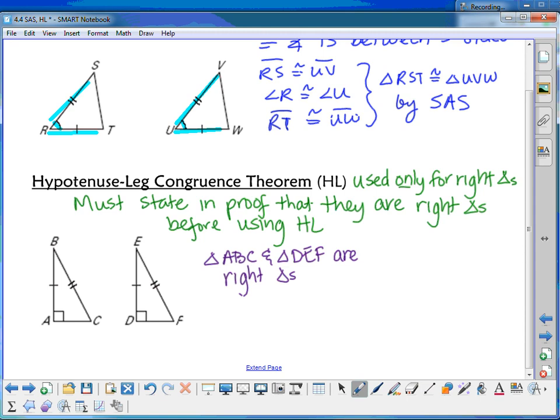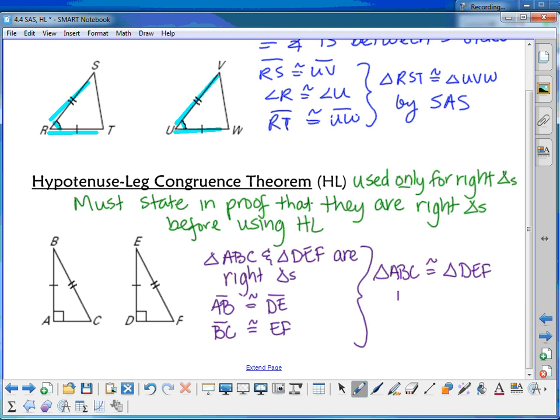And then you would have to show that the hypotenuse and a leg are congruent. So in this case, AB is congruent to DE. That's my legs that are congruent. And BC is congruent to EF. Those are the hypotenuses that are congruent. And so if you have all of these things in your proof, you would then be able to say triangle ABC is congruent to triangle DEF by hypotenuse-leg.